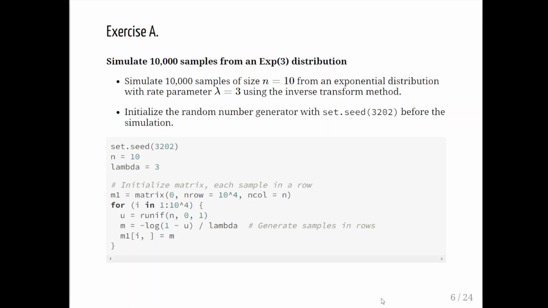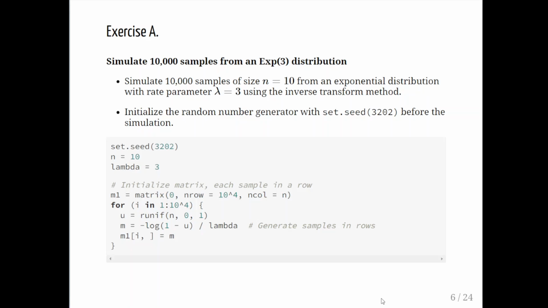Okay, so we're going to create a for loop here. So for i in 1 to 10,000, or 10 to the power of 4, we're going to complete the following steps. So there are 3 steps here. u equals runif of n, where n is the sample size, okay, and that's 10. So generate 10 random numbers between 0 and 1, okay.